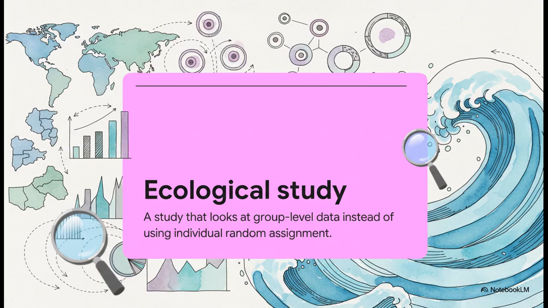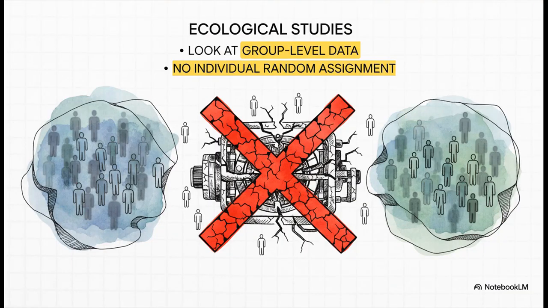It's all about finding those really big picture patterns. But because you're looking at these massive groups instead of individuals, you can't really draw conclusions about any one person's risk. And for what we're looking for, it is critically missing that random assignment of individuals. So that means it's out too.